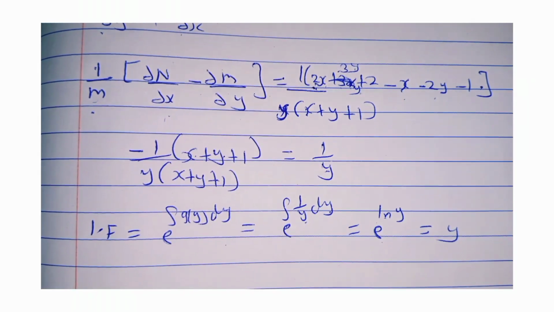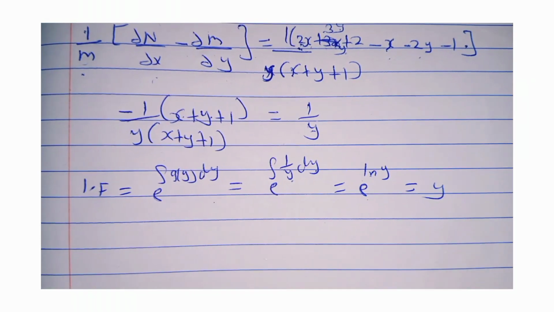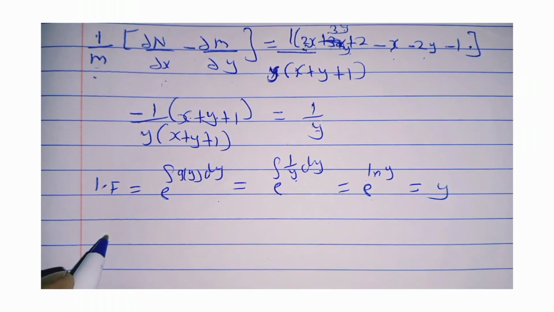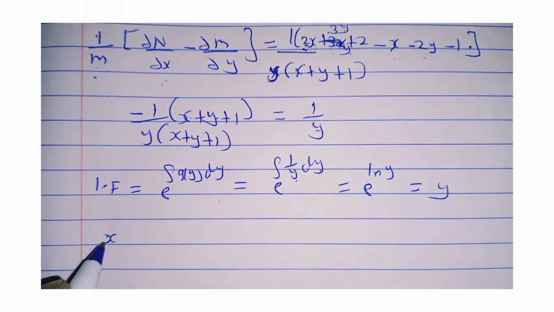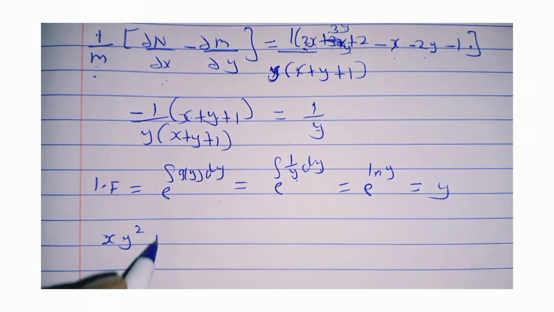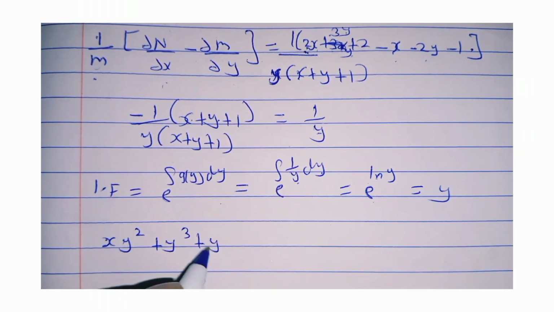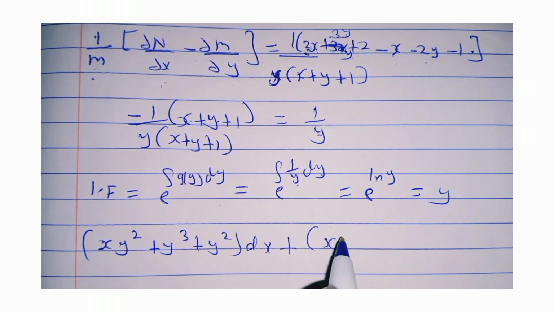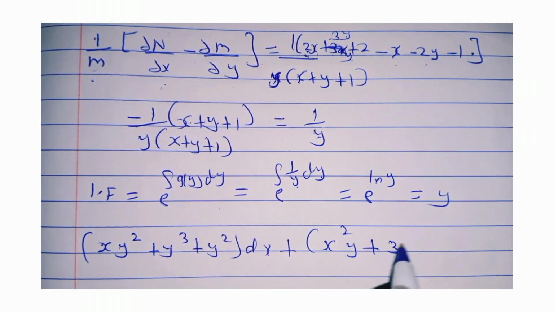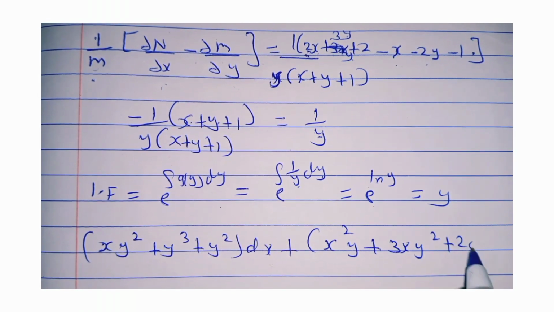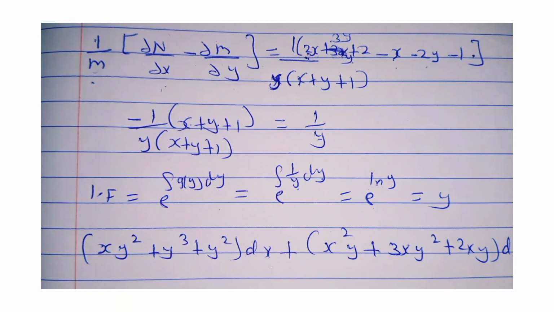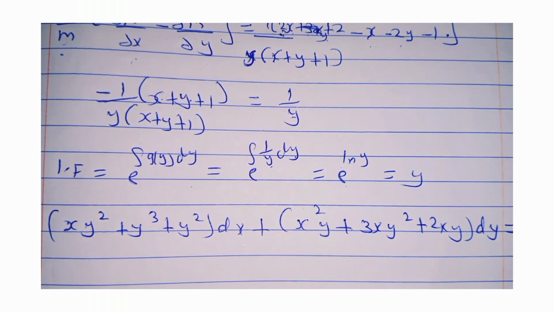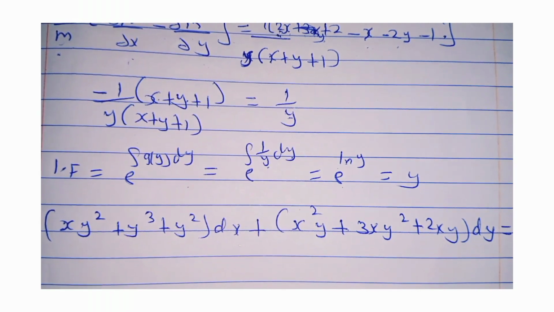Once you obtain the integrating factor, you multiply your given ODE by the integrating factor. When you multiply, we obtain the following: (xy squared plus y cubed plus y squared) dx plus (x squared y plus 3xy squared plus 2xy) dy is equal to 0. That is the result we obtain after multiplying our given ODE by the integrating factor.